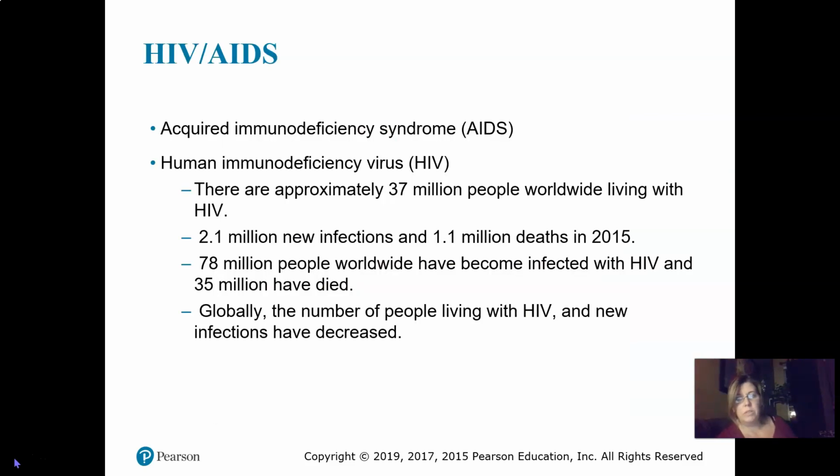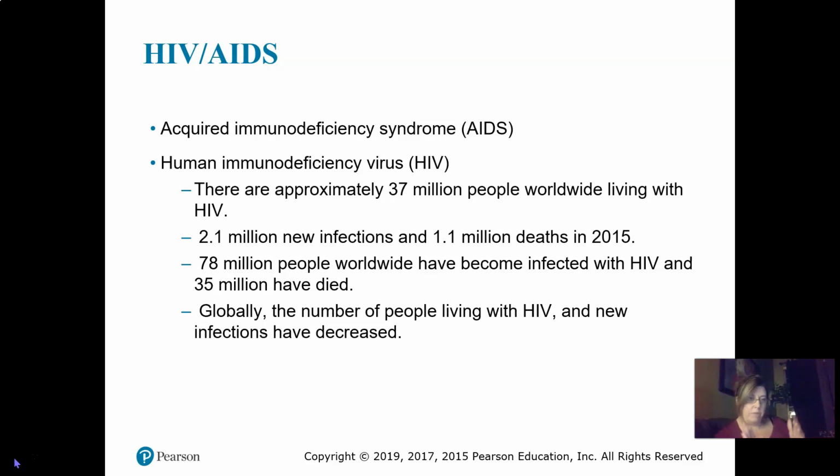And last, we're going to touch on HIV and AIDS. AIDS is acquired immunodeficiency syndrome, and it's caused by the human immunodeficiency virus, HIV. It was first recognized more than 37 years ago. And since its discovery, approximately 78 million people worldwide have become infected. Because of improved treatments, more people are living with HIV than ever before.